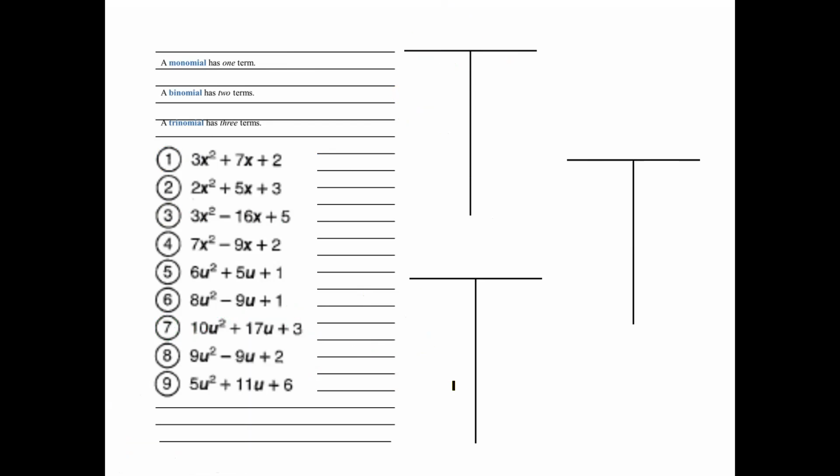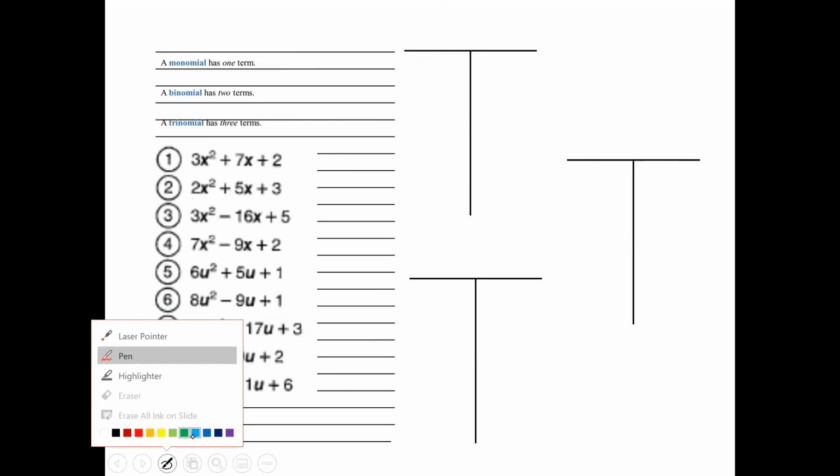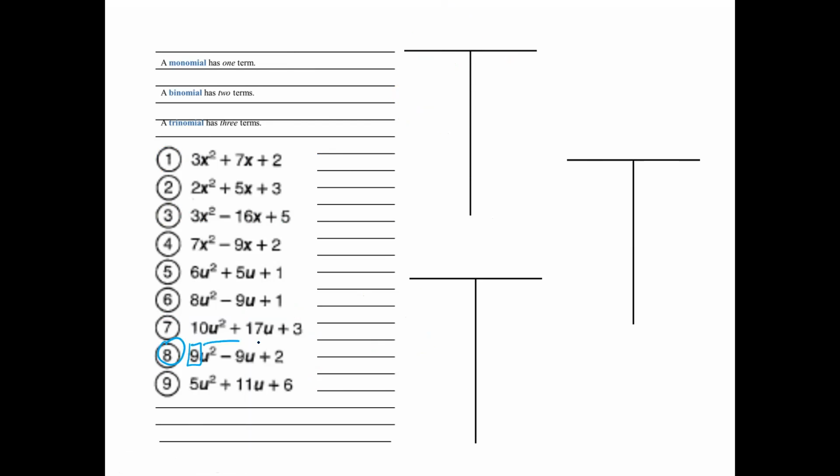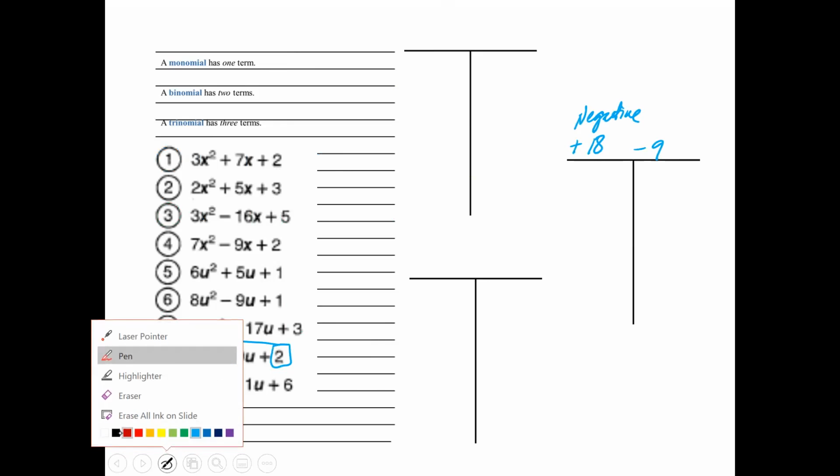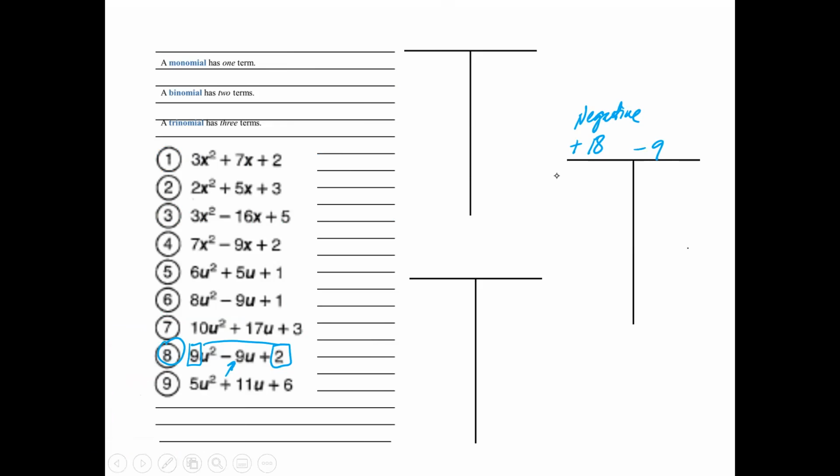All right, let's go ahead and give number 8 a try. For number 8, you take the 9 times the 2. So that gives you a positive 18. Your middle number here is a negative 9. And I know that I'm going to be using some negative numbers for 18. So I have negative 1, negative 18, negative 2, negative 9, negative 3, negative 6, and that's about it. So looking at this here, which one do you think is going to add up to a negative 9?